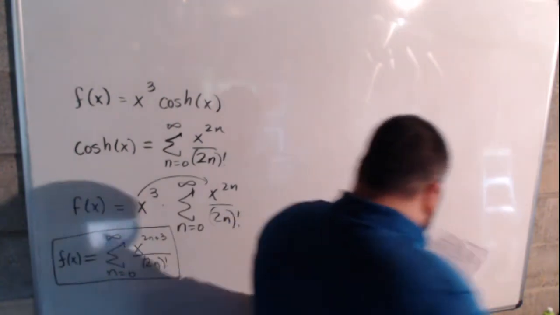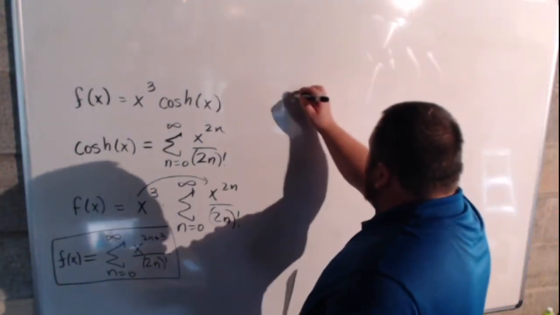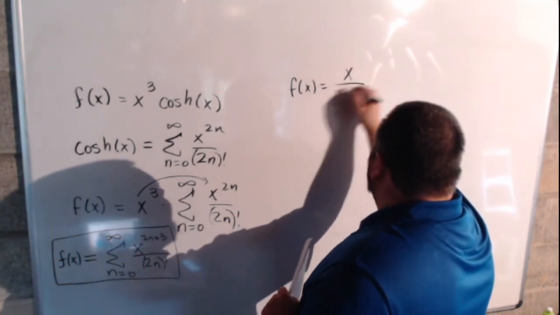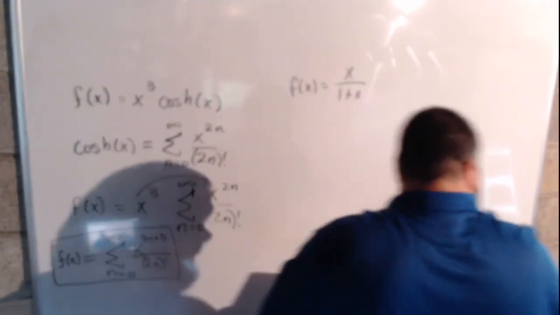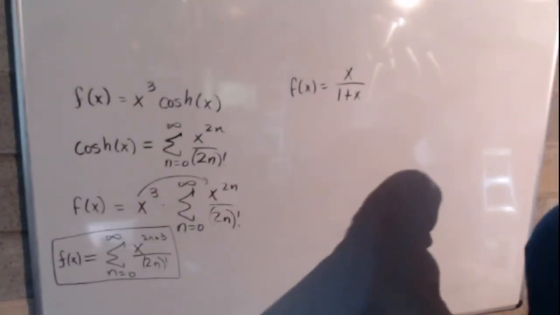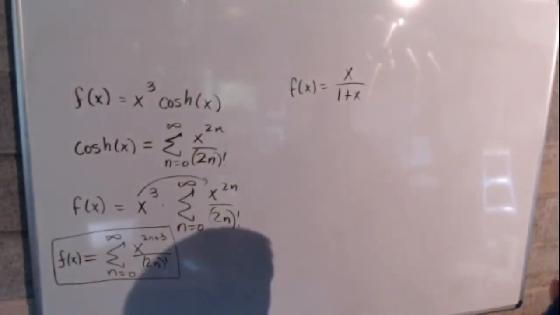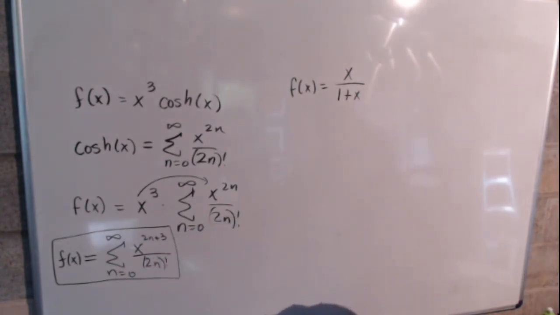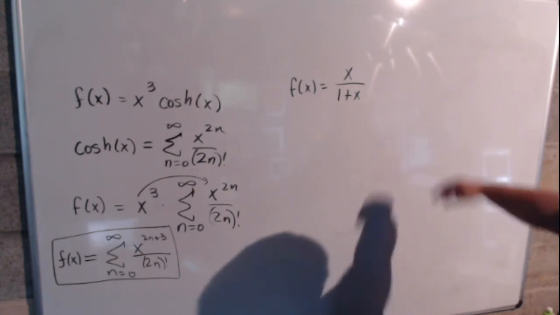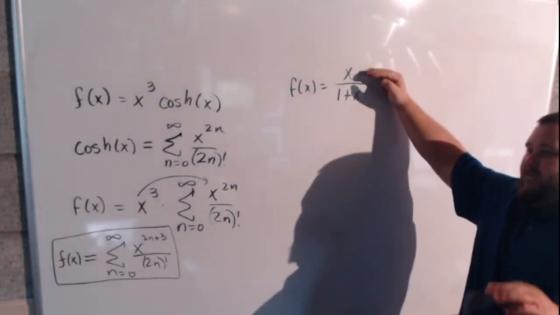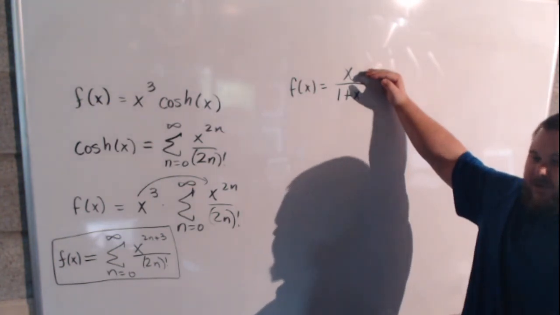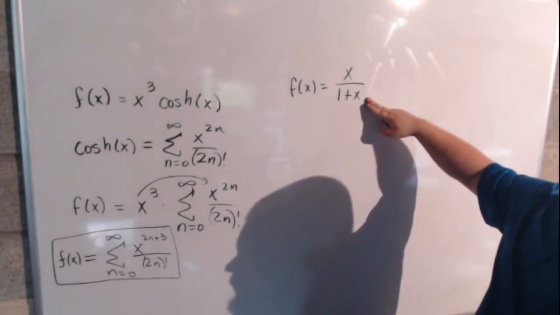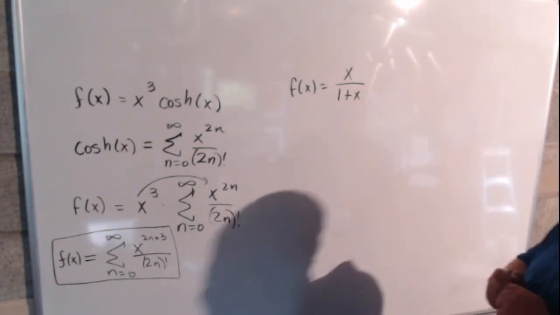So let's try a few more. The second one here says f of x is equal to x over 1 plus x. This one might be a little difficult to decide what we're plugging in for when first looking at it. We're going to leave this x alone up top because multiplying by an x is not something hard to do when you're dealing with polynomials. The 1 over 1 plus x does have a power series representation.